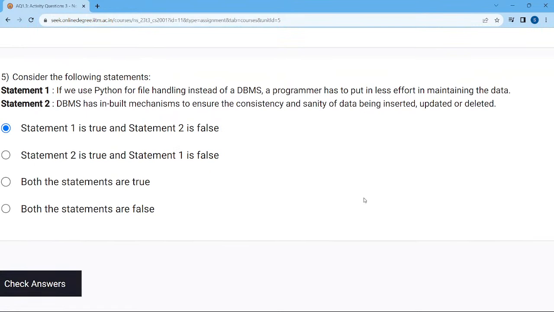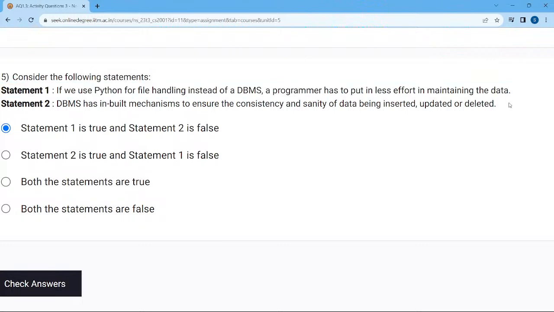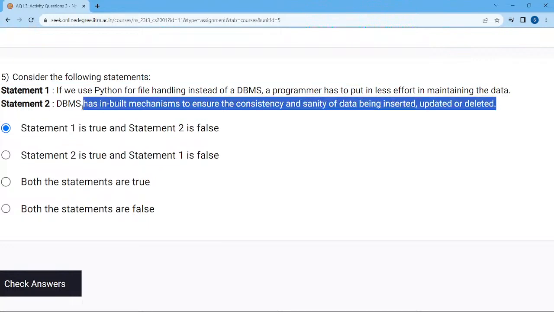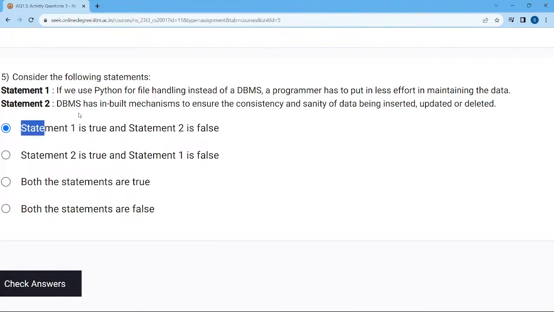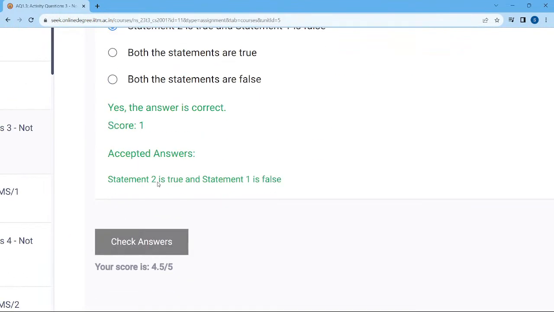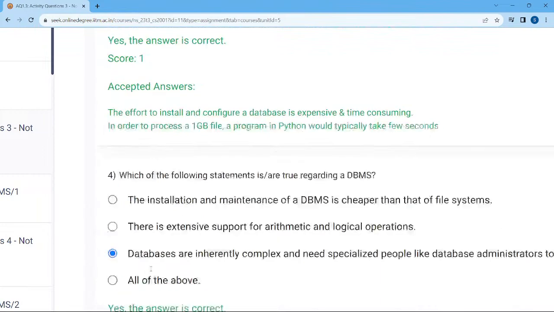Consider the following statements. If we use Python for handling instead of DBMS, a programmer has to put in less effort into maintaining data. Nope. DBMS has a built-in mechanism to ensure the consistency and sanity of data. Statement 1 is wrong, but statement 2 is true. Let's check the answers. I would assume the half marks that I lost were in question number 2.